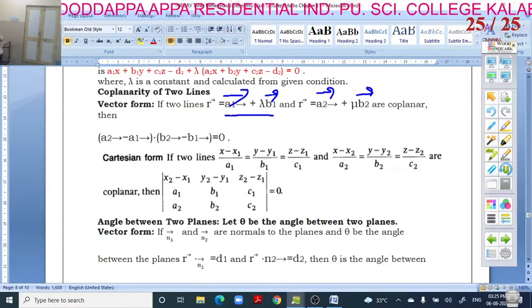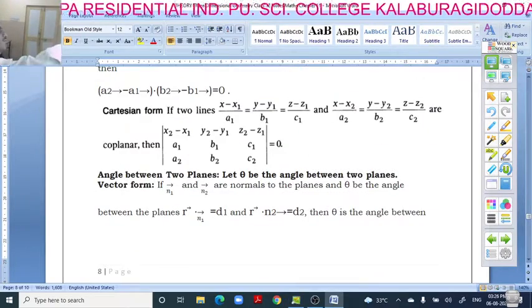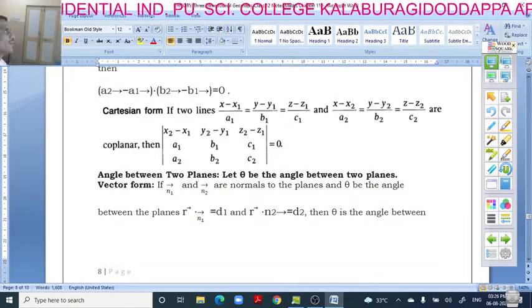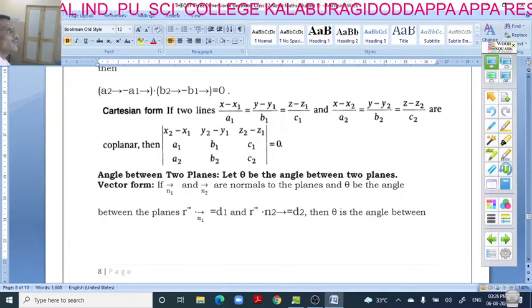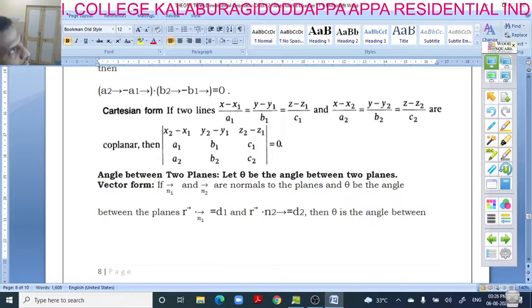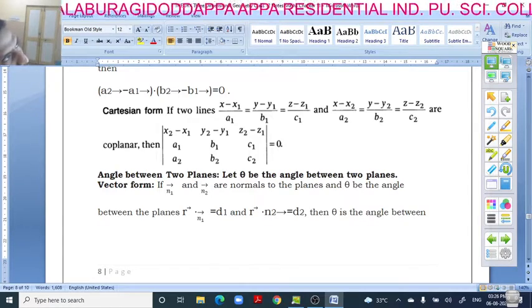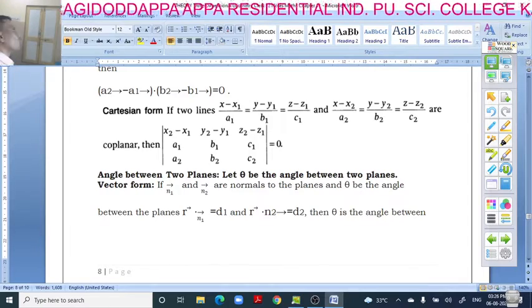It is possible to write these two equations in the Cartesian form. The Cartesian form equations of two straight lines are (x minus x1) by a1 is equal to (y minus y1) divided by b1 is equal to (z minus z1) divided by c1, and (x minus x2) by a2 is equal to (y minus y2) divided by b2 is equal to (z minus z2) divided by c2, which are coplanar.